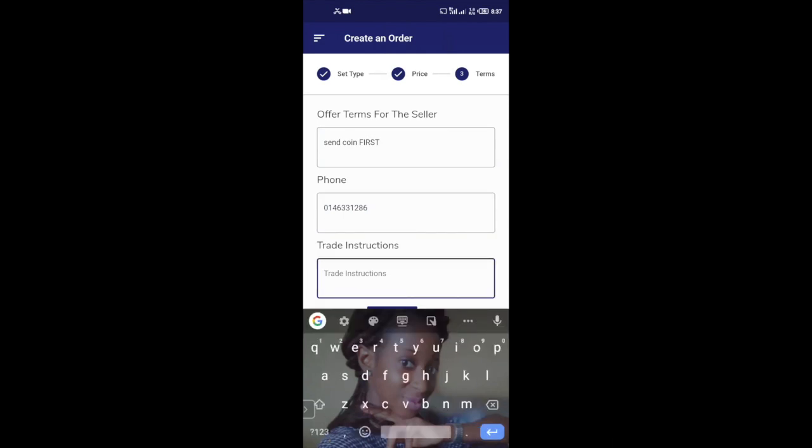Now, on the trade instructions, okay, remember the cryptocurrency in some parts of the world, mostly a case study is Nigeria, is banned. So you have to be careful as to the instructions you give to the seller. You have to be careful as to the instructions.